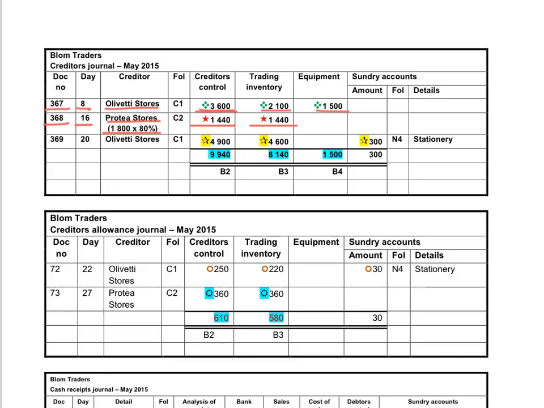So in the creditors journal, invoice 369 was received on the 20th from Olivetti Stores. The total amount that we owe the creditors is 4,900. The purchase price of the inventory is 4,600, and the purchase price of the stationery is 300. So when we use one invoice to buy two different things, in the creditors control account, you will show the total amount, and then you will split the 4,900 between the various columns to indicate to which ledger accounts the amounts must be posted.